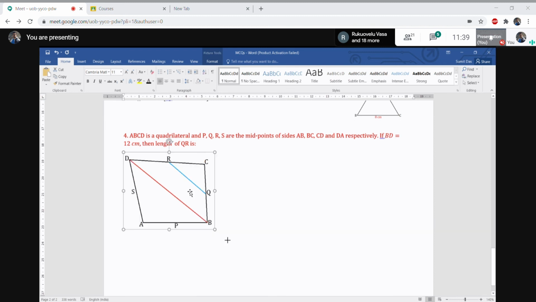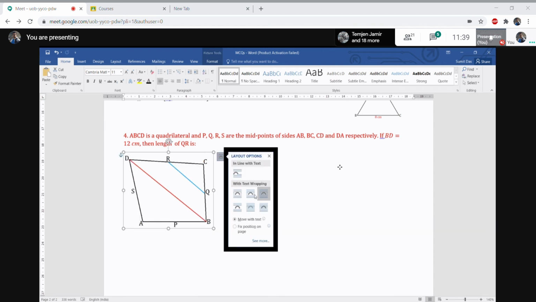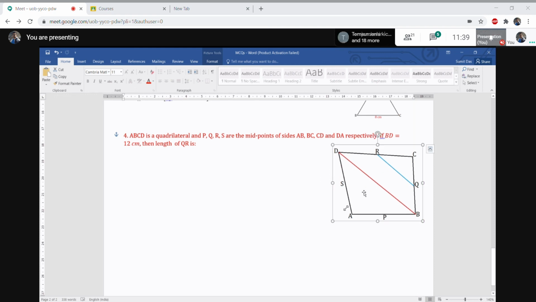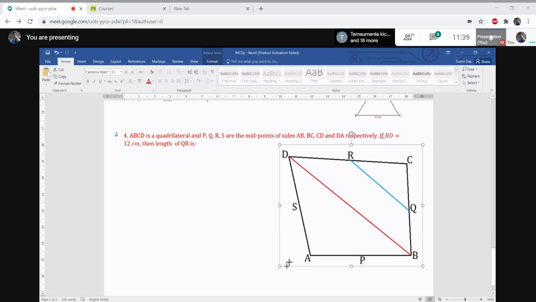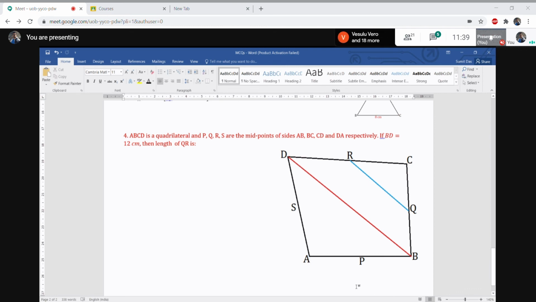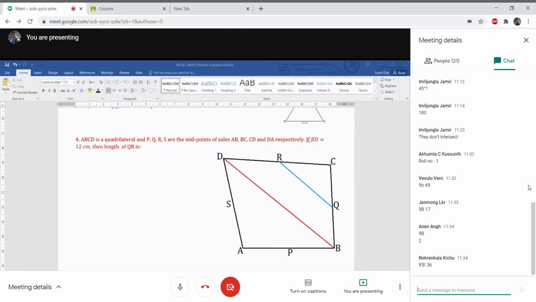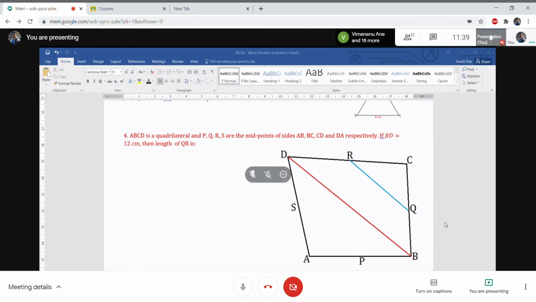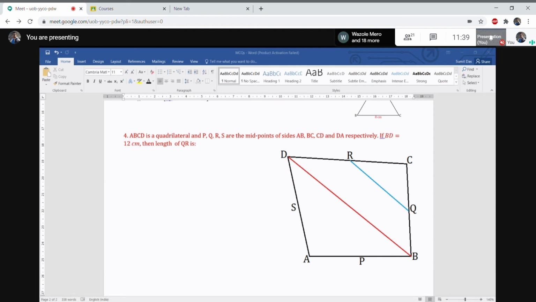For the last question, this is our diagram. You can see ABCD is any quadrilateral. I still did not ask the roll numbers. Roll numbers I will ask after the class, after this last question. So P, Q, R, S are the midpoints of AB, BC, CD, and DA. Now we join BD, and we join QR because we have to find QR.